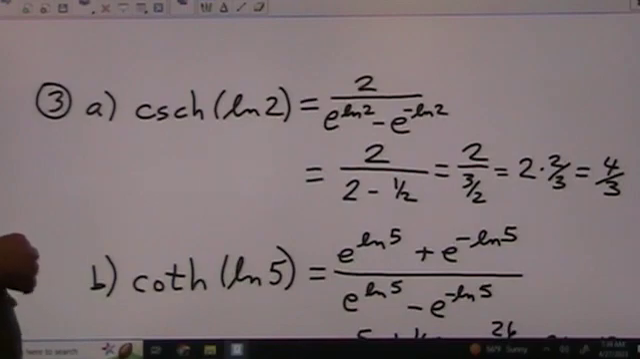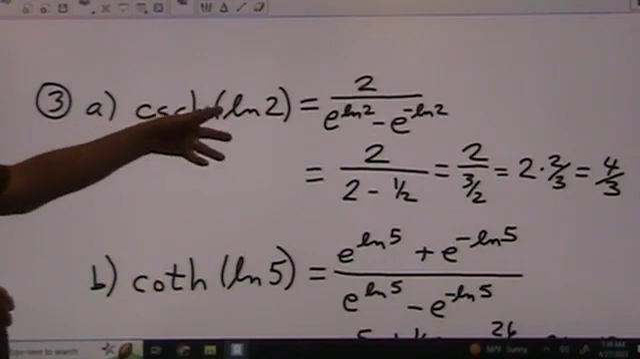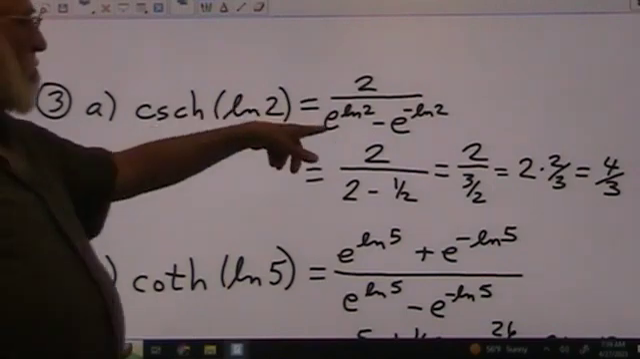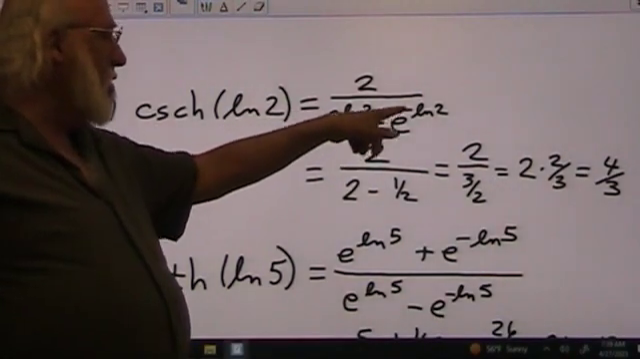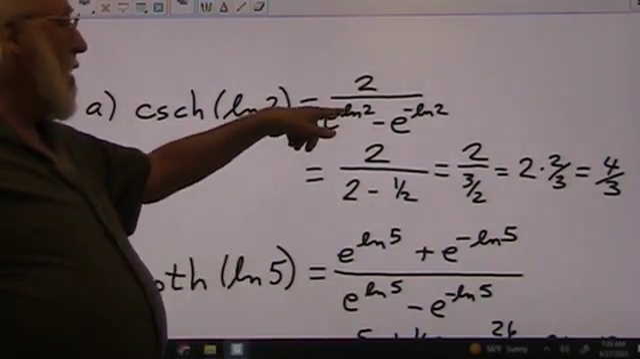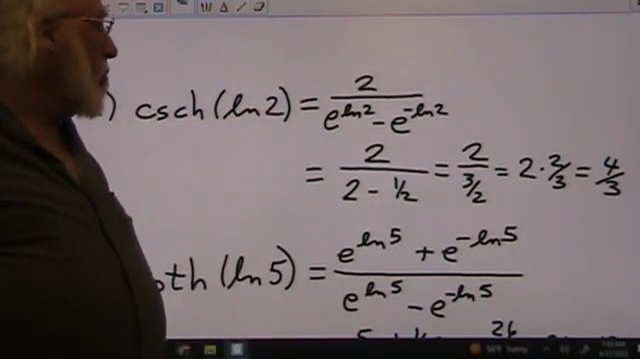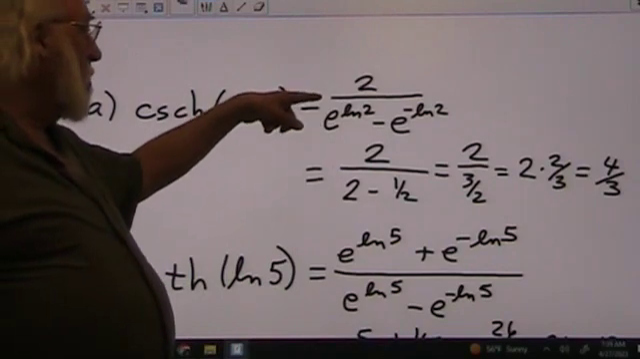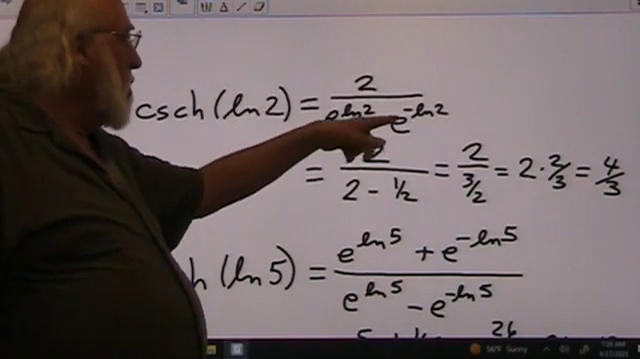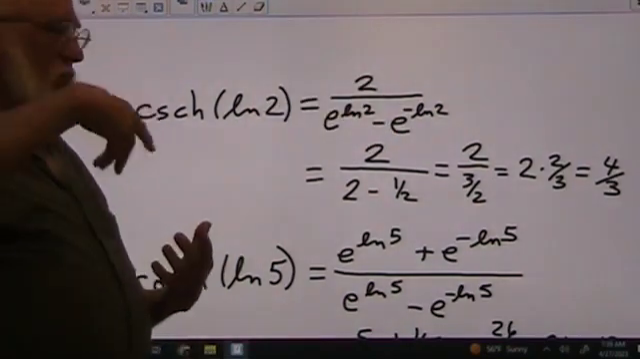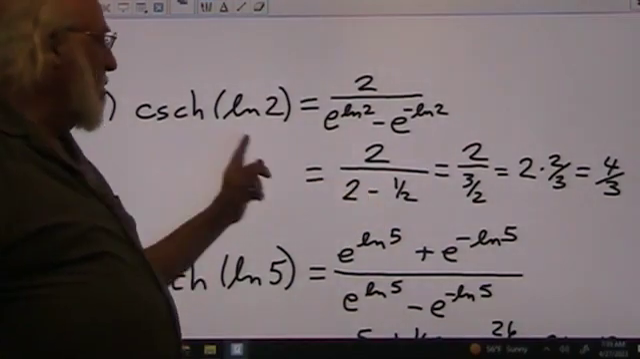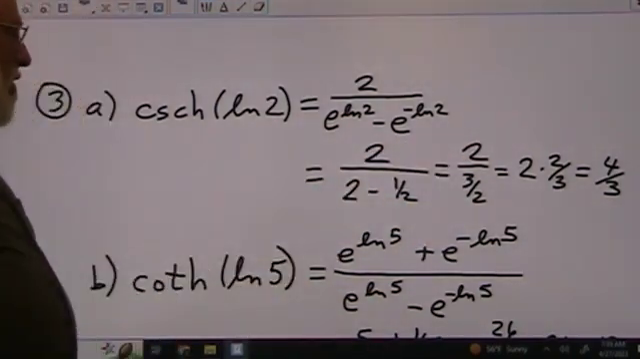And then number 3, we get into the natural log of 2 for our x value. So we have 2 over e to the natural log of 2 minus e to the negative natural log of 2. We have to remember, though, that natural log means e to some exponent. So e to that exponent, the exponent for that is 2. And the exponent for that, the negative means it's the reciprocal. The negative exponent is the reciprocal, so that becomes 1/2. And that reduces down to 4/3.